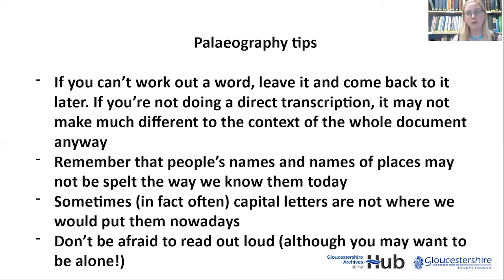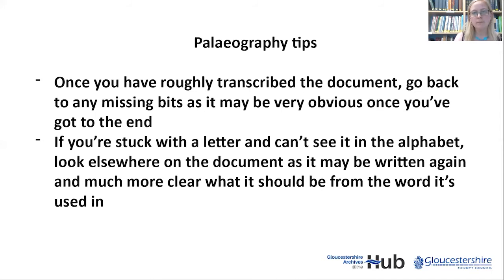So a good example, not necessarily for Gloucestershire, is the word for, which could quite often have been read F-O-W-E-R. So you've got for, and that could be a dialect thing. So don't be afraid to read out loud. Once you've roughly transcribed the document, go back to any missing bits, because it might be quite obvious once you've got to the end what that word might be. Again, if you're stuck with a letter, you can't find it in the alphabet, you may find it elsewhere on the document where it makes a lot more sense. So then you realise what it is in the first place.